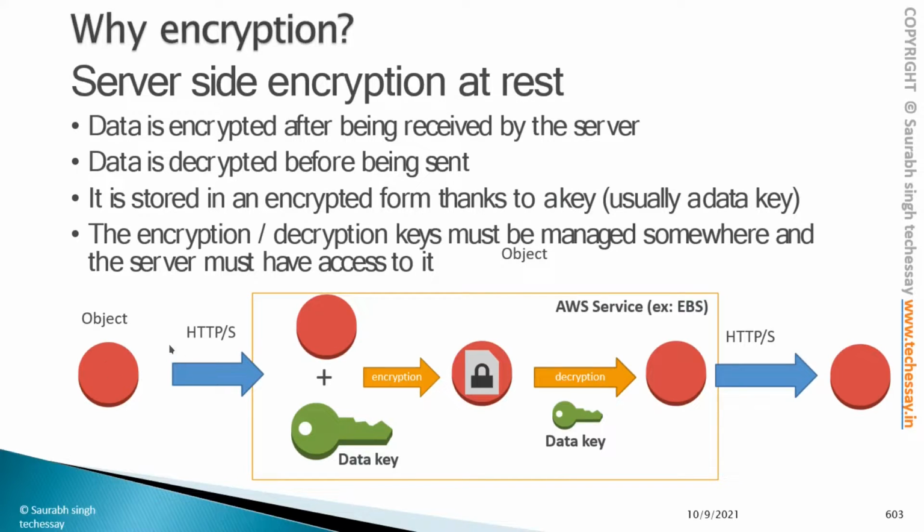Like if you take an example, here our object is transferred by using HTTPS, and here we encrypt by using a data key and store it in encrypted form. Then if the user requests this object, we perform decryption by using this data key, and then we transport it over HTTPS to our users. So here is our raw object. So let's move further.